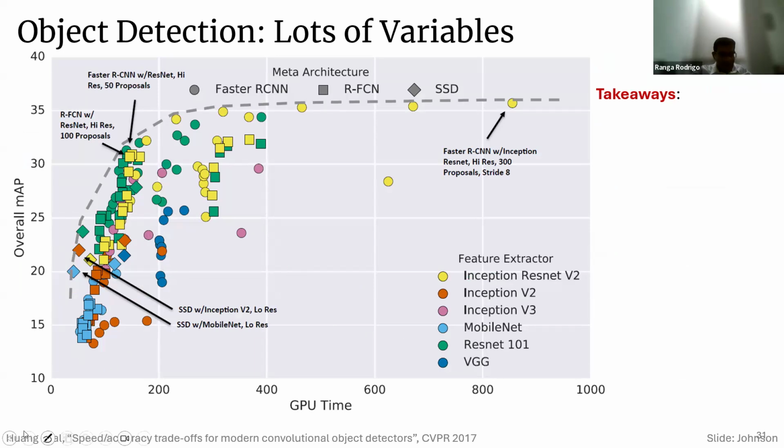So when you think about all this set of object detectors, before we move into YOLO, you can see the GPU time, time spent on the graphics processing unit, and then you can see the overall mean average precision. You can see the Inception based nets, ResNet, Inception V2, Inception ResNet, Inception V3, MobileNets, ResNet 101, VGG. I think you understand most of these networks. And here they have written fast RCNN based ones, RFCN based ones. I don't remember what that is actually. I should.